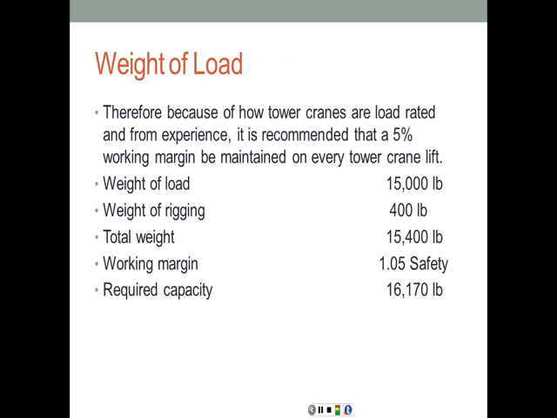Because of how tower cranes are load rated, and from experience, it's recommended that a 5% work margin be maintained on every tower crane lift. So if the weight of the load is 15,000 pounds, the weight of rigging is 400 pounds, so the total weight is 15,400. We're going to allow an extra 5% working margin, which is a factor of safety of 1.05. Therefore, the required capacity for the crane, which can be obtained from the table, is 16,170 pounds.